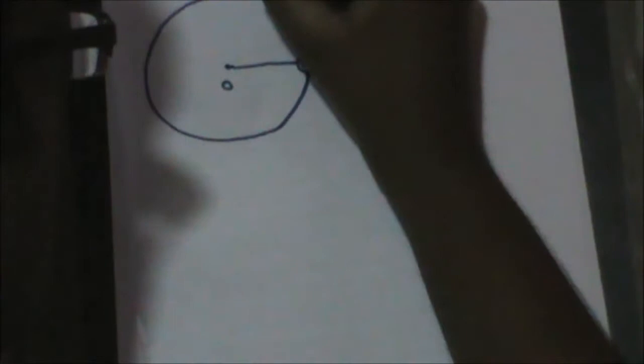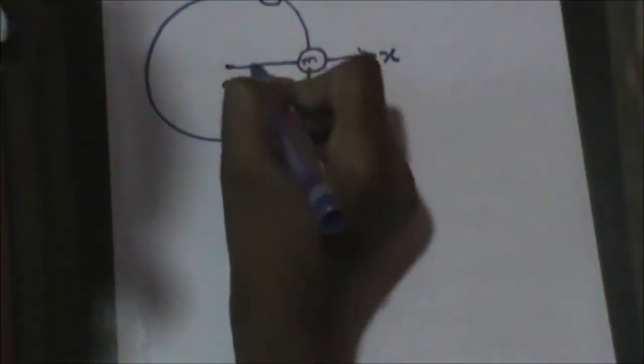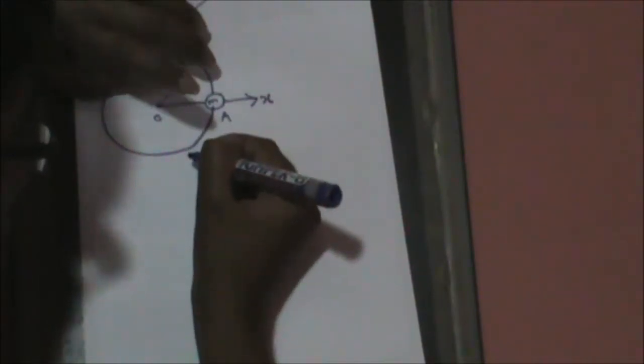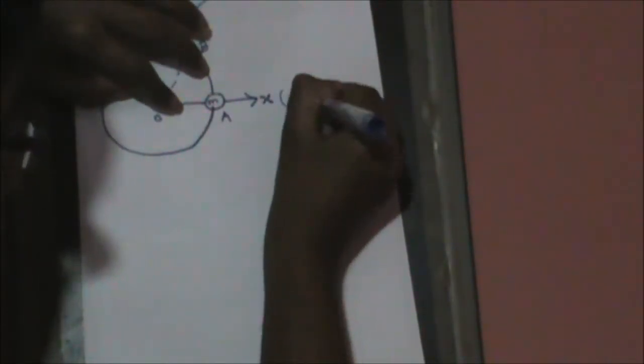If I select a general point, not the horizontal or vertical direction because that is somewhat biased, I take a general point like this and call it B. Then the angle between this point and the positive x direction is theta.